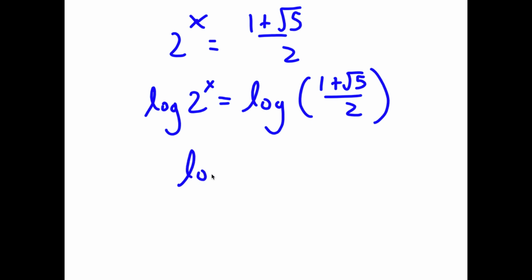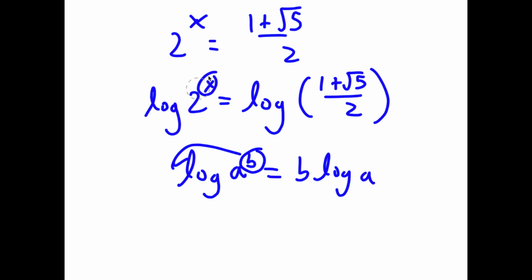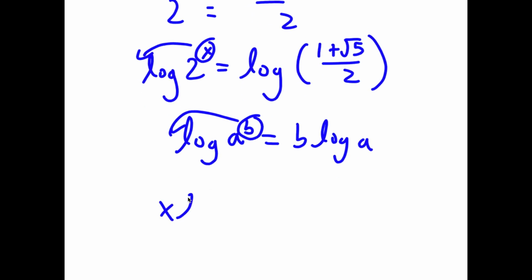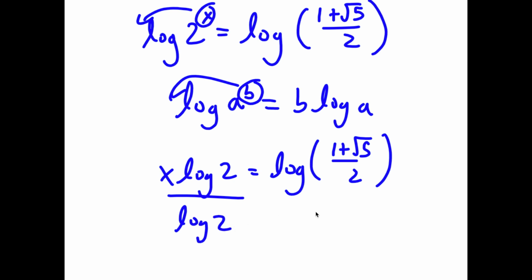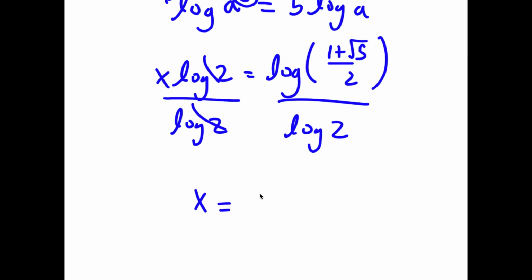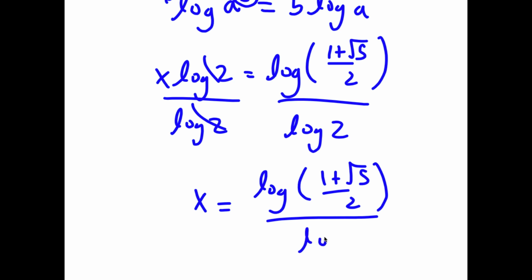And if I have something in the form log a to the power of b, I can move my exponent to the front, so this is equal to b times log a. So in this case, I can move x to the front. Now I have x times log 2 is equal to log of 1 plus the square root of 5 over 2. Now if I divide both sides by log 2, these two cancel out, and I have x is equal to log of 1 plus the square root of 5 over 2, over log 2.